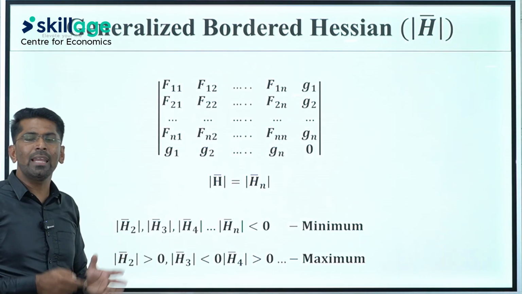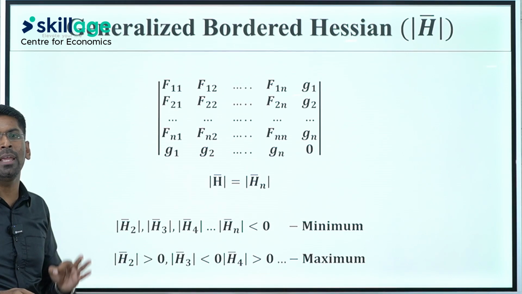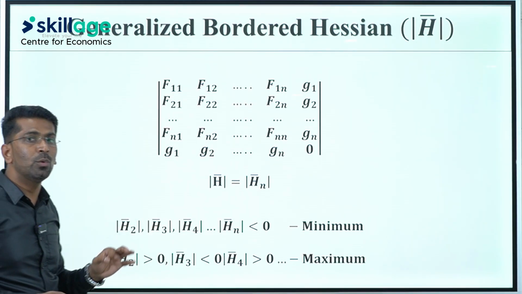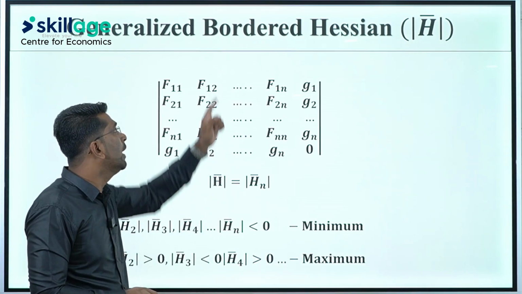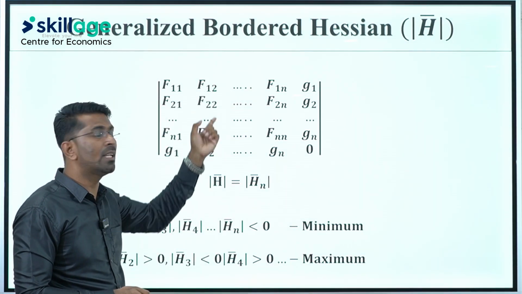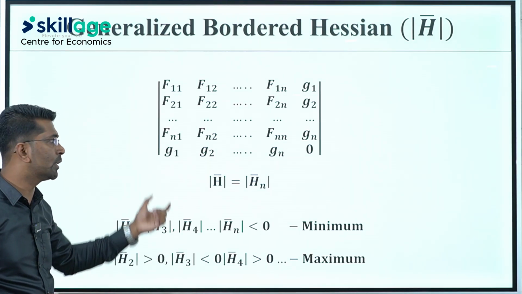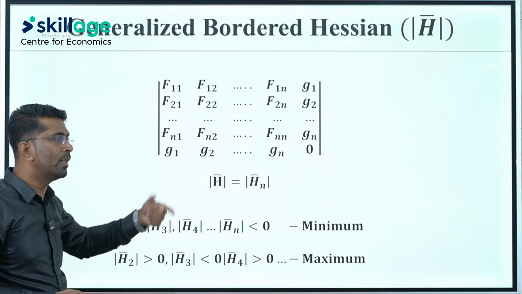But in our example, we are going to consider only two variables, that is x and y. But in the case of a generalization, a UGC exam asked a question about this bordered Hessian generalized form, especially the conditions for maximization and minimization. I will show you that particular question at the end.